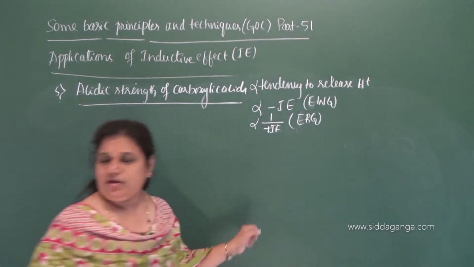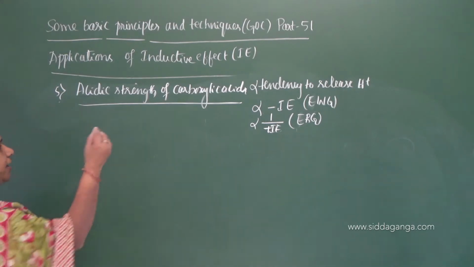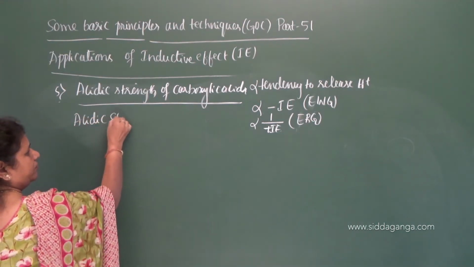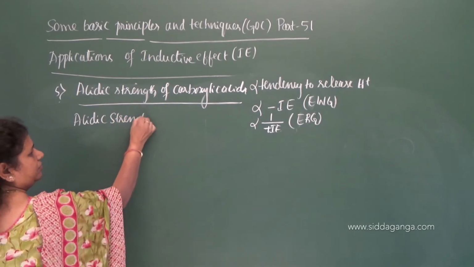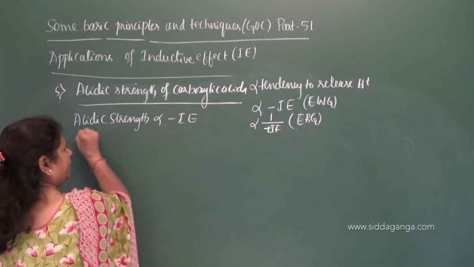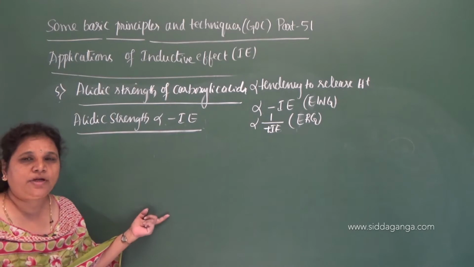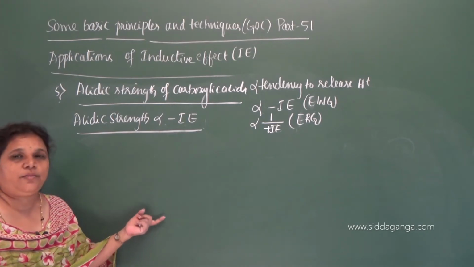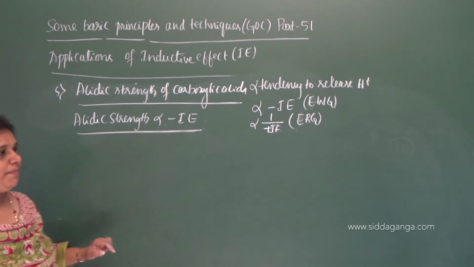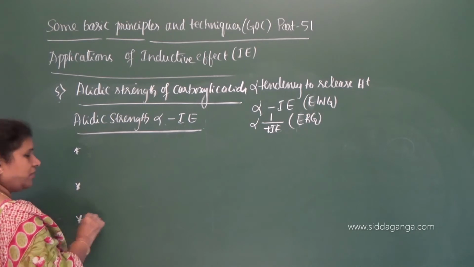So the first one, acidic strength of carboxylic acid depends on negative inductive effect. So acidic strength is directly proportional to negative inductive effect. If a group is electron withdrawing, if it exerts negative inductive effect, then it increases the acidic strength. But it depends on three factors. What are those? It depends on three factors.